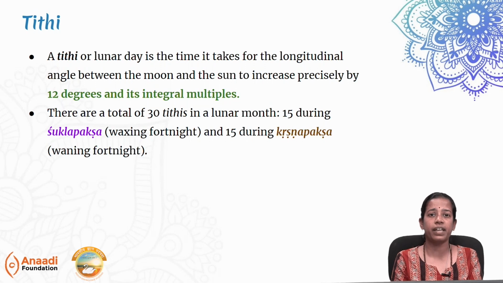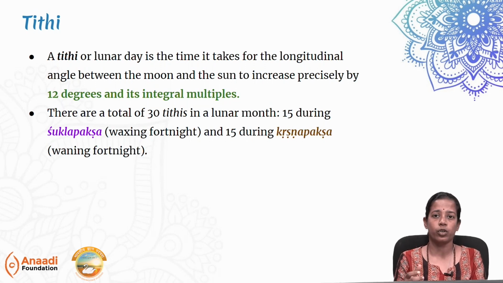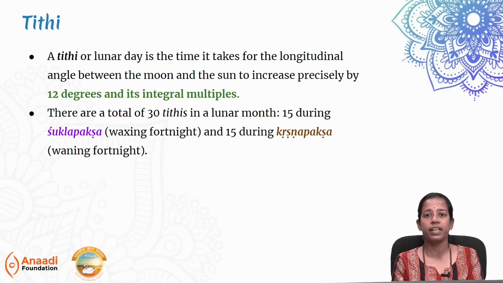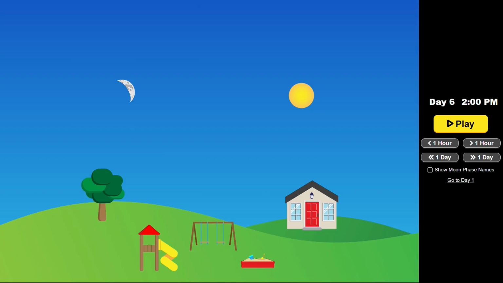So, the waxing period is called the Shukla Paksha and the waning period is called the Krishna Paksha. This we will also try to understand using a small simulation. Now, in this simulation, let us try to learn the relative position of the moon with respect to the sun, how it moves, how our tithi is formed, how lunar months happen.